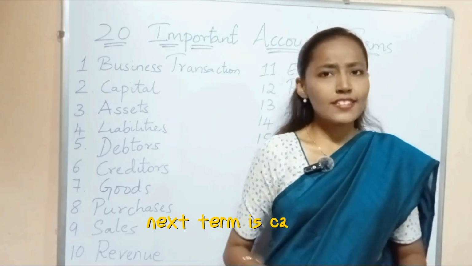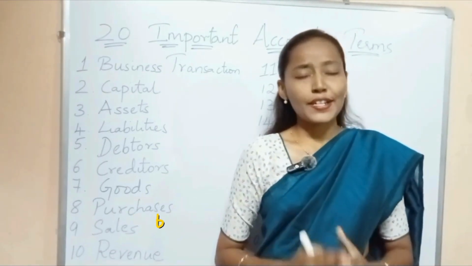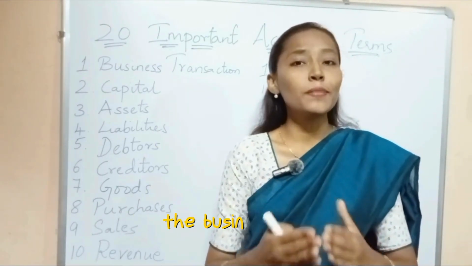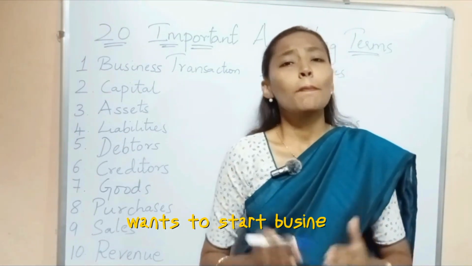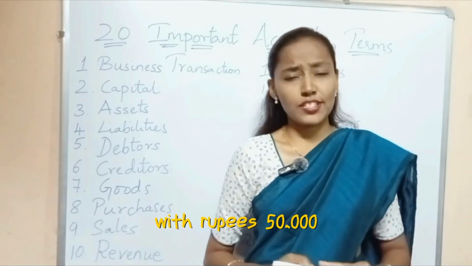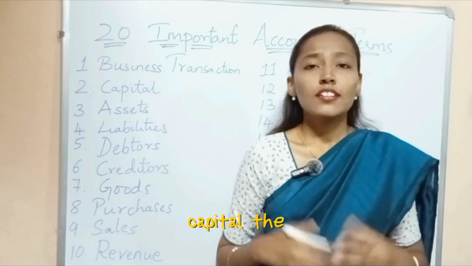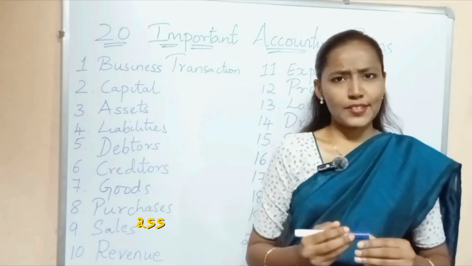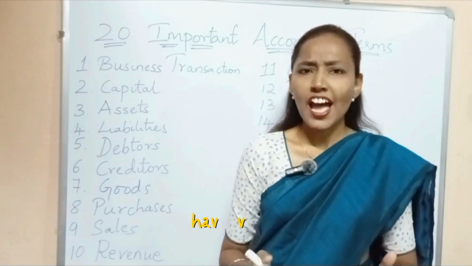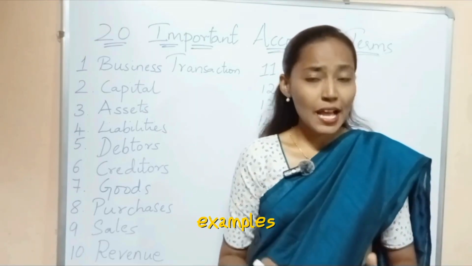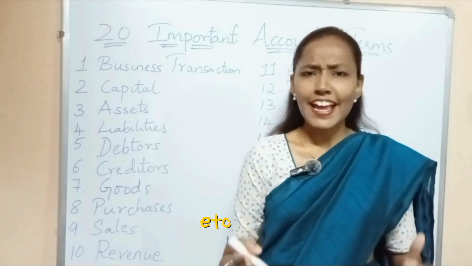The next term is capital. Capital is the amount invested by the owner into the business. For example, if Rahul wants to start business with rupees 50,000, that 50,000 is called the capital. The next term is assets. Assets are the things that are owned by the business which have value. Examples, cash, furniture, building, machinery, etc.